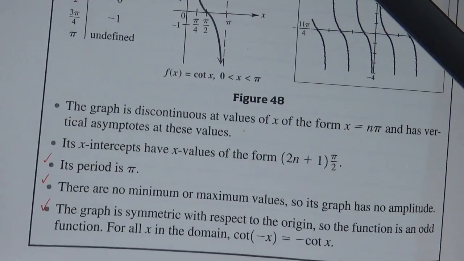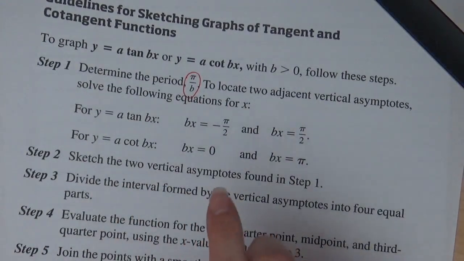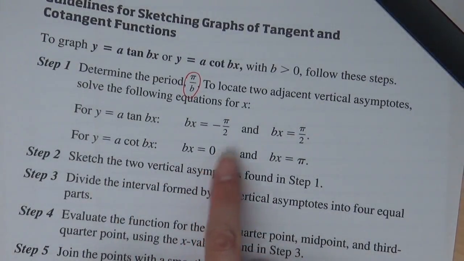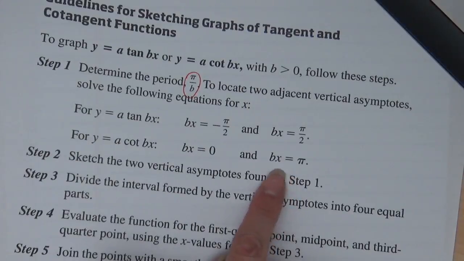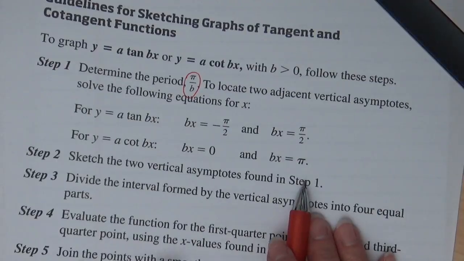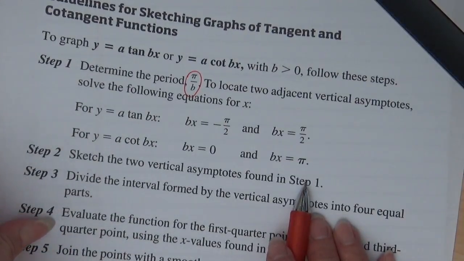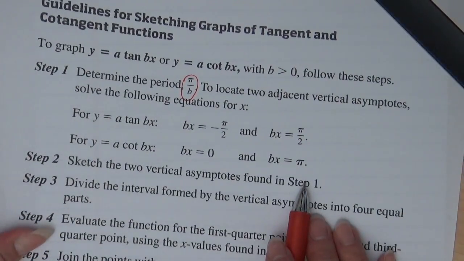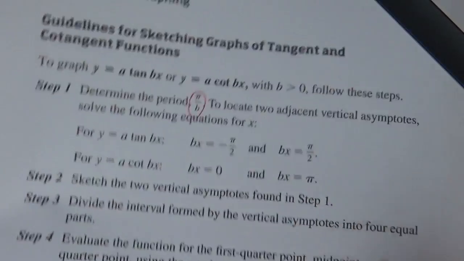Alright, now as far as how to graph it, the steps are still going to be the same. The only difference is that when you're doing cotangent, because the asymptotes occur at 0 and pi, you're going to set b times x equal to 0 and set b times x equal to pi and solve that way. So that's really the only difference between graphing the two. And then, of course, you have to know that it decreases.